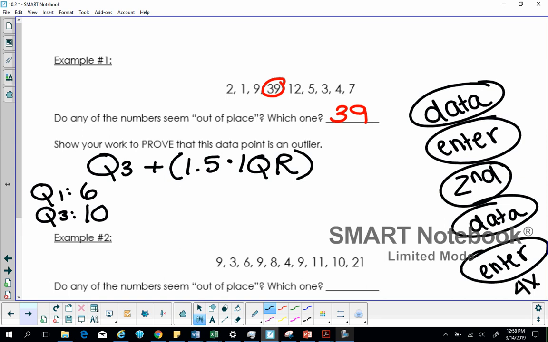To find if there's a big outlier, because we're trying to prove that 39 is a big outlier, I take my Q3, so what's your Q3? 10 plus 1.5 times your IQR, so that's 10 minus 6. What's 10 minus 6? 4. And you put that right into your calculator. So put that right in. 10 plus 1.5 times, make sure you put those parentheses. You're going to use Q1 and Q3, and you subtract them to get your IQR.